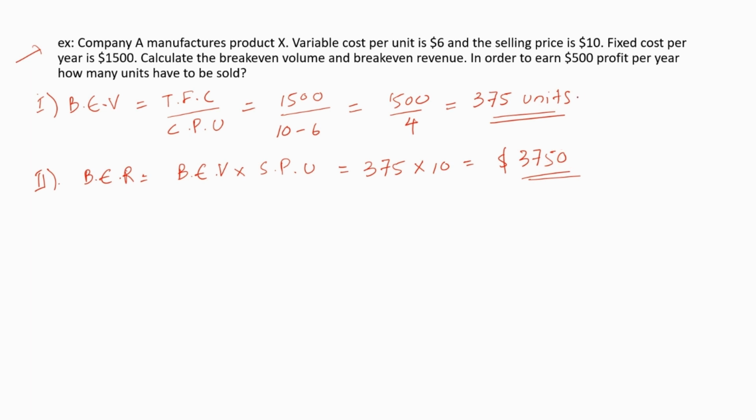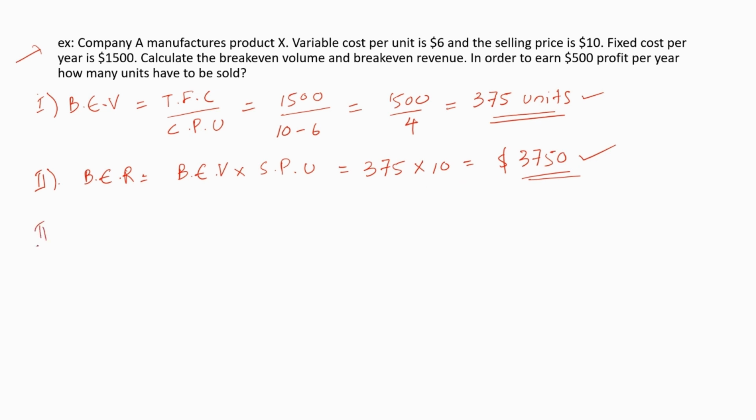Simply this means the company has to sell 375 units in order to break even or in order to cover its total costs. The business has to earn $3,750 in order to cover its total costs. After this revenue, business starts to make profits.